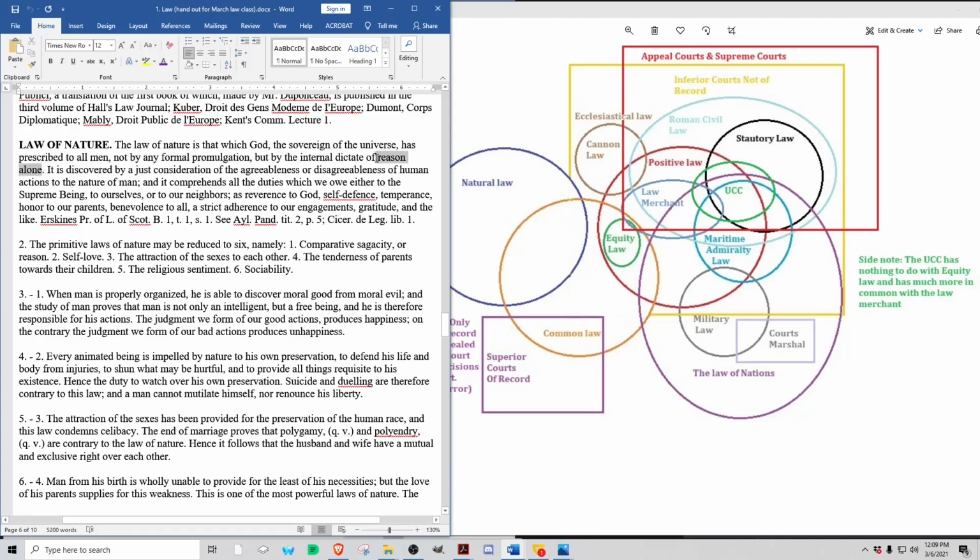Right? Aspect of natural law is based on reason. Is that the right or the wrong thing to do? You know what the right or wrong thing to do is all the time. It's using your reason. Okay, so that's natural law. It is discovered by a just consideration, right? Just consideration of the agreeableness or disagreeableness of human actions to the nature of man. And it comprehends all the duties which we owe either to the Supreme Being, to ourselves, or to our neighbors, as reverence to God, self-defense, temperance, honor to parents, benevolence to all, a strict adherence to our engagements, gratitude, and the like.